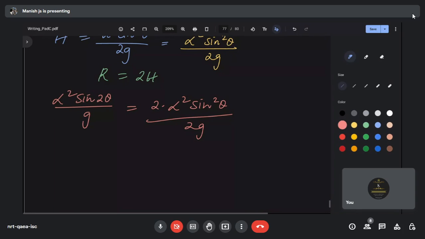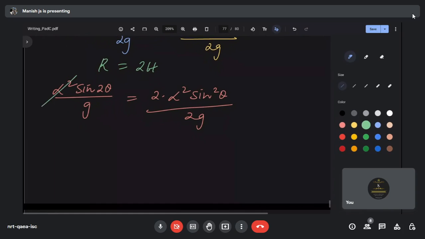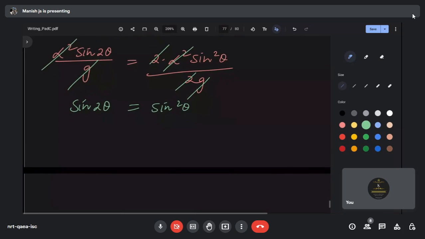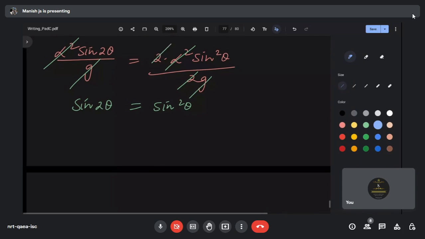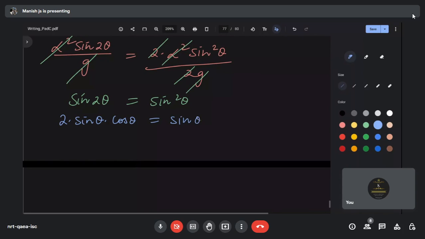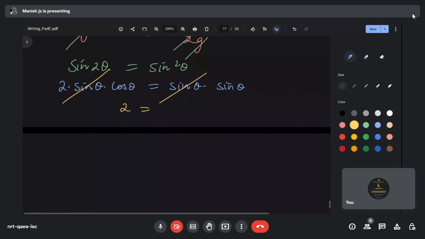So if this is the relationship, what is the angle? You get the relation between the angles. Alpha square cancels, G cancels, and the 2 cancels with the 2. So you get sin 2 theta is equal to sin square theta. What is the sin 2 theta formula? Apply trigonometry. 2 sin theta cos theta, sir. So 2 cos theta is equal to sin square theta, after writing sin square theta as sin theta into sin theta and cancelling one sin theta from both sides. So what do you get? You will get 2 cos theta equal to sin theta.